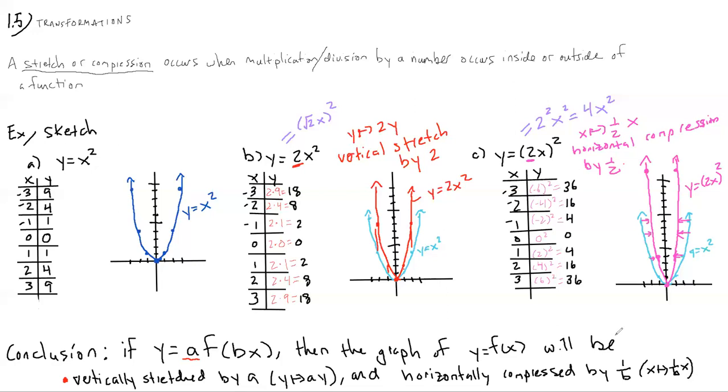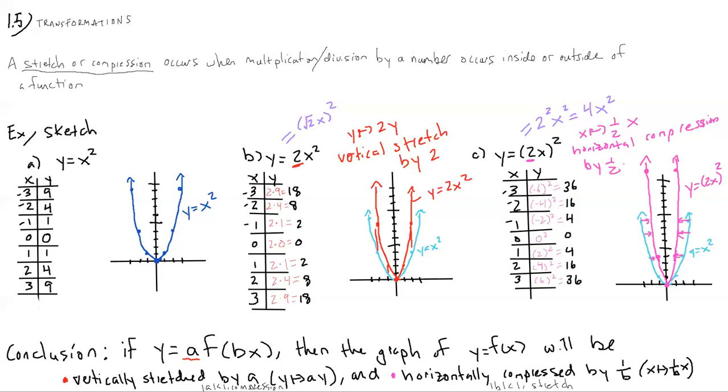So x is going to go to 1 over b times x, and then same deal if a is less than 1, so if a is small, it's actually going to be a compression. So I'm writing this very small at the bottom here. And if b is less than 1, then 1 over b will be fairly large, and so you'll actually end up getting a stretch.